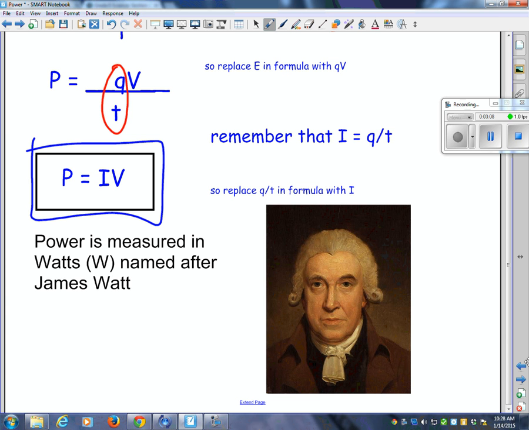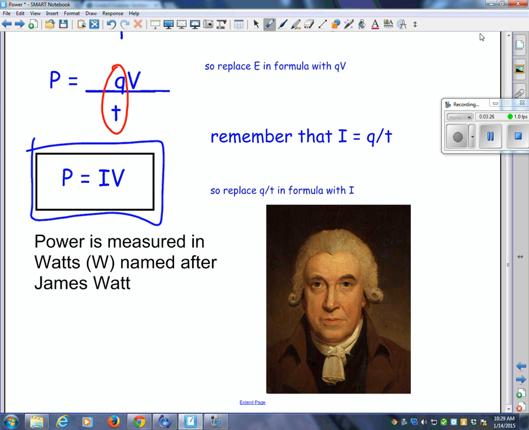Power is measured in watts, named after James Watt. He's got good hair. It's all about the hair. Looks like you were getting your cut. I couldn't possibly be that much of a scientist. I don't have as good a hair as these guys.